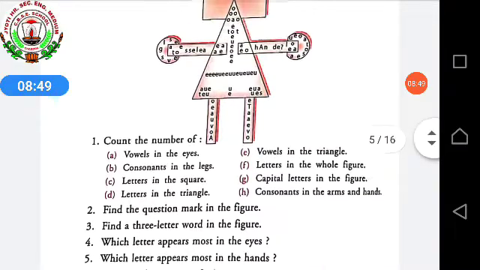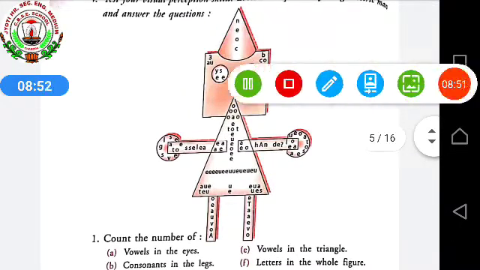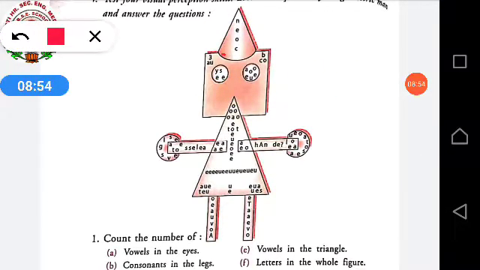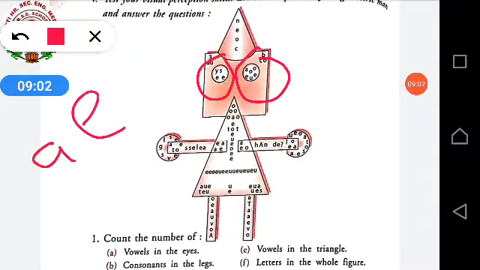Count the number of vowels in the eyes. So they are asking to count the number of vowels. How many eyes are there? 2. Okay. So count the number of vowels. What are the vowels? A, E, I, O, U. These are the vowels. Is it? So you have to count the number of vowels.